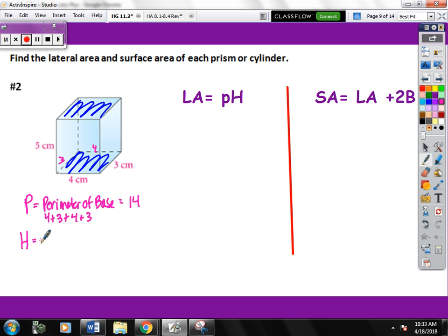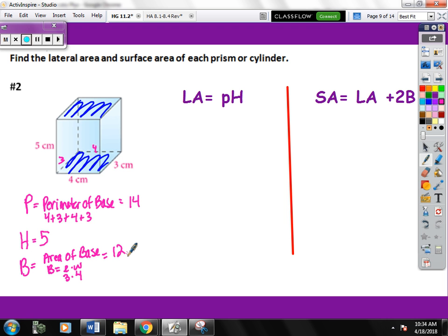Capital H is the height of the prism. No work required, just look at it. What is the height of the prism? Distance from base to base. 5. The height is distance from base to base. That's just 5. Now for big B, remember that this is the area of the base. So in this case, the base is a rectangle. So I'm going to be using length times width, which is 3 times 4, which is 12.